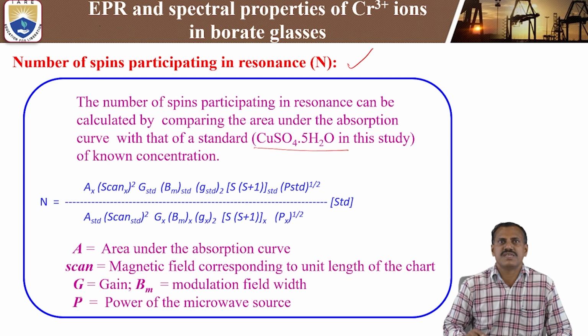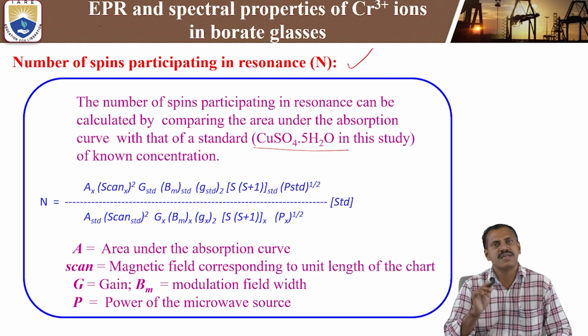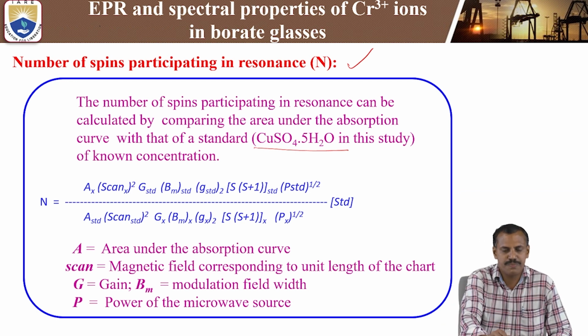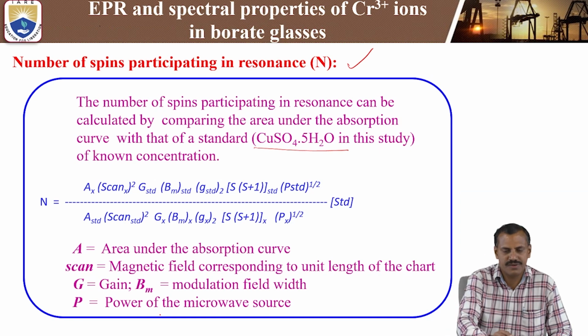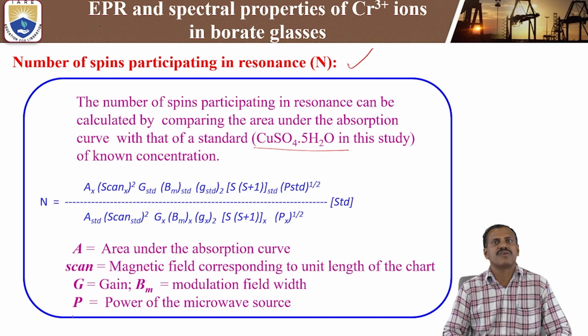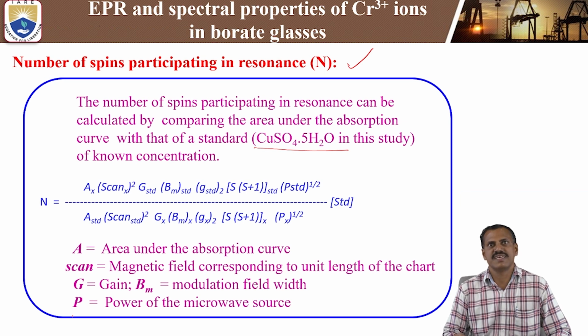Next, capital G is the gain of the sample value and, at the same time, the reference value. B_m is the magnetic field width, also for the sample and the reference or standard sample, that is the modulation field width. Next, P is the power of the microwave source. With the microwave frequency of 9.8 gigahertz while measuring the ESR analysis, how much power you are using for the sample and the standard reference, you also have to note down.